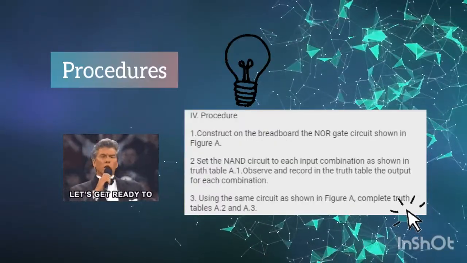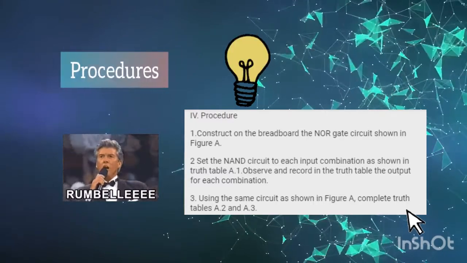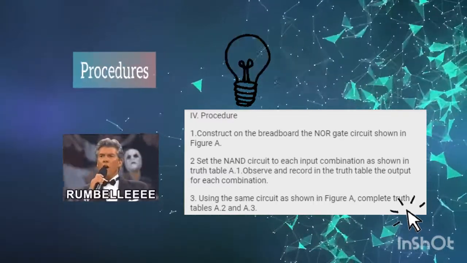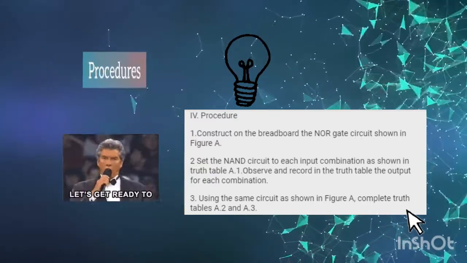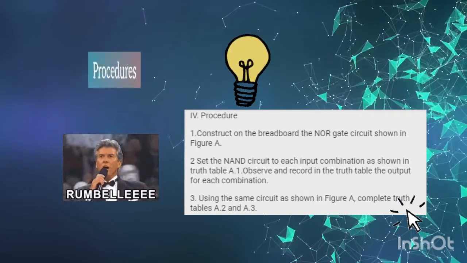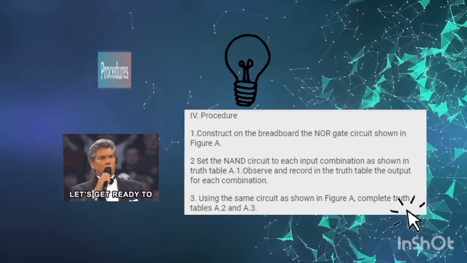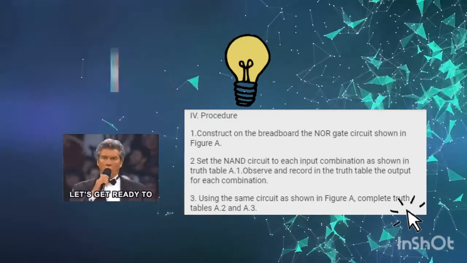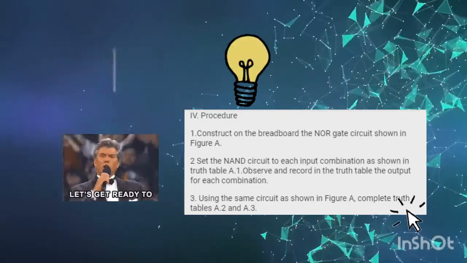Now let us start our procedure. The first one is to construct on the breadboard the NOR gate circuit shown in figure A. Set the NOR circuit to each input combination as shown in the two tables. Observe and record in the two tables the output for each combination. Then, using the same circuit as shown in figure A, complete the other truth tables.